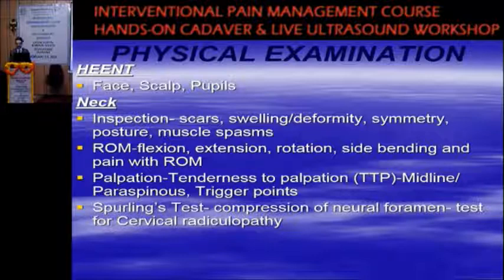Sperling's test. What is Sperling's test? Compression of the neural foramen, test for cervical radiculopathy, right? So what you do is somebody has symptoms going down the arm with tingling and numbness, and they have neck pain. That is radicular pain. So you do a Sperling's test. How do you do the Sperling's test? Just ask them to side bend to the side of their pain.